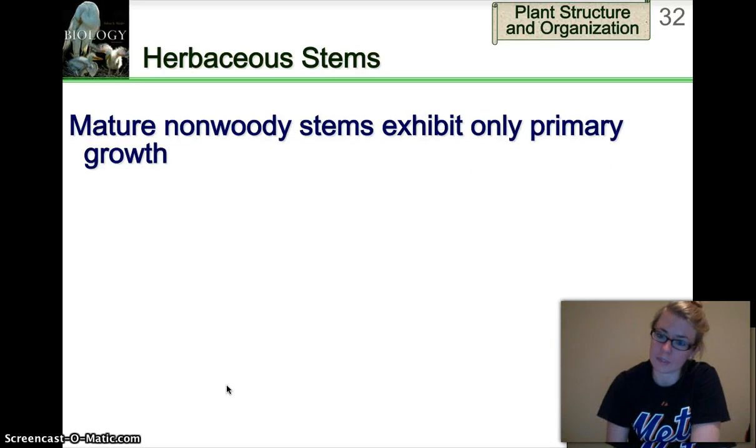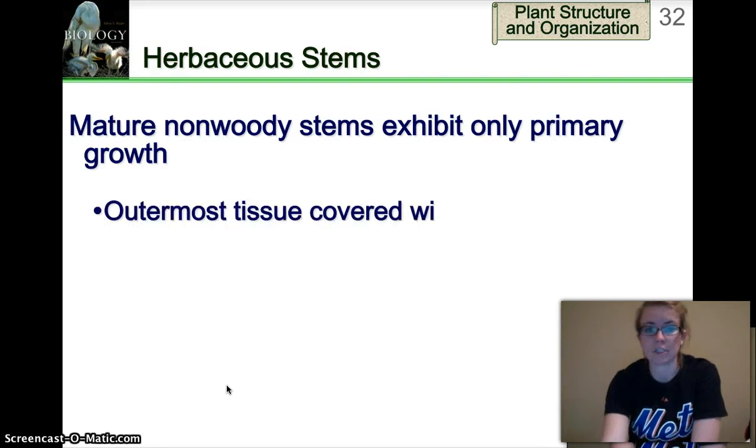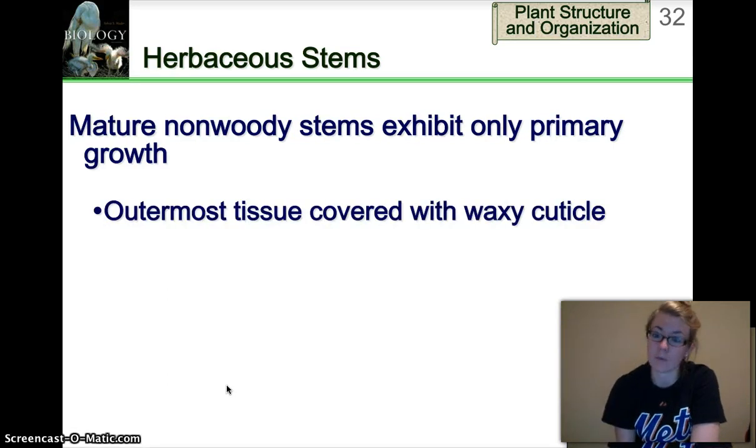There's a couple different kinds of stems. Well, there's 2, herbaceous and woody. Herbaceous means green. It doesn't ever get tough. It's kind of like a flower you'd pick out of the ground, like a dandelion stem is herbaceous. They exhibit only what we call primary growth, which means that it really only grows up. The outermost tissue is the epidermis, and it's covered in a waxy cuticle like we talked about before. It's a thick waterproof substance that prevents water loss through the outside of the stem.